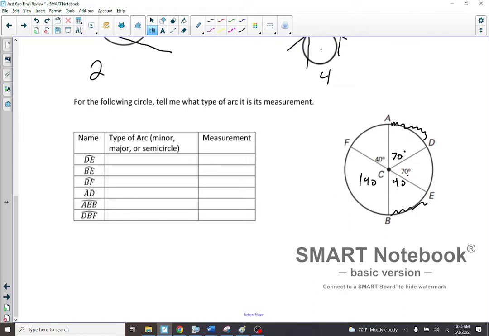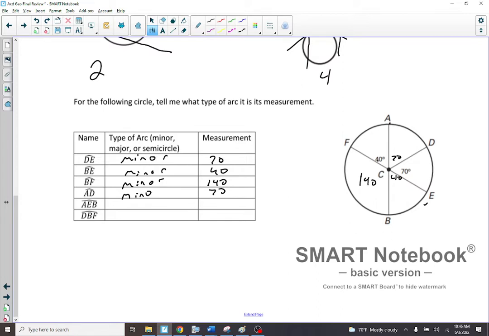So let's work with this now, since we have the numbers. Arc DE, so D to E is going to match what's on the inside. So DE is 70, and it is a minor arc. Anything less than 180 is minor. BE, oh, I erased the letters too, my bad. This was 70 and this is 40. BE is 40, and that's also minor because it's less than 180. B to F is 140. Even though it looks big, it's still minor. It's less than half a circle. From A to D, that's 70, minor.